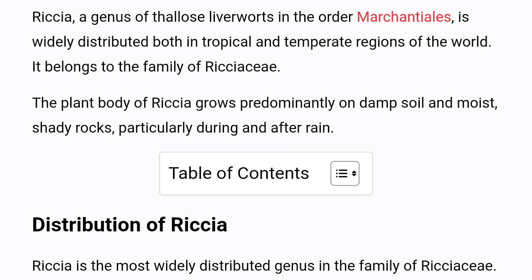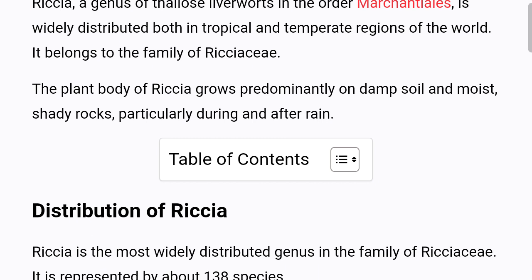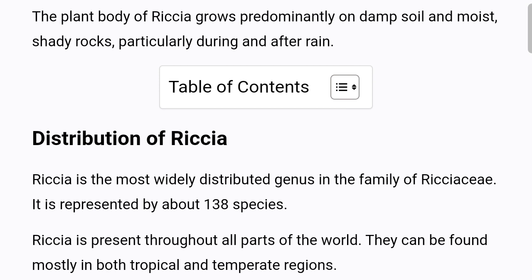Riccia, a genus of thallus liverworts in the order Marchantiales, is widely distributed both in tropical and temperate regions of the world. It belongs to the family Ricciaceae. The plant body of Riccia grows predominantly on damp soil and moist, shady rocks, particularly during and after rain.